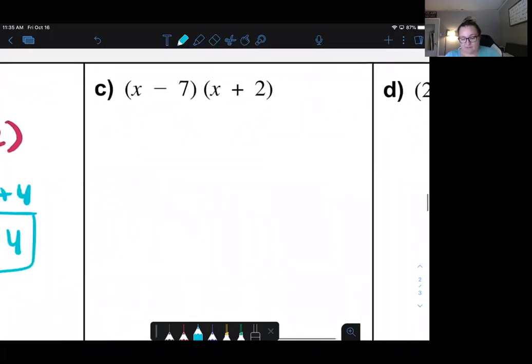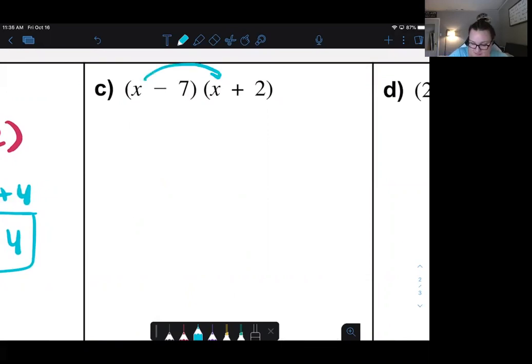All right, do it again. Part C, x minus 7 times x plus 2. Remember, distribute the x to both terms and the negative 7 to both terms as well. Go for it.